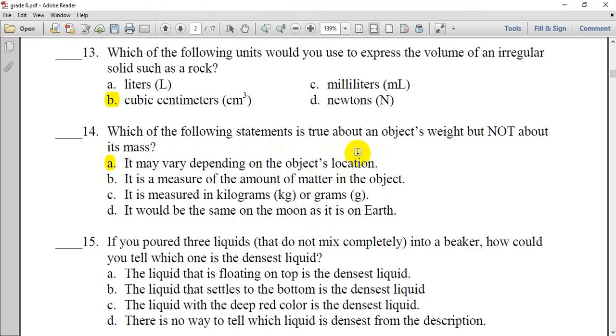Like when we said before that the weight on the moon is different from the weight of the same person on the earth, because the moon has less gravitational force than earth. So question 14, the answer is A.